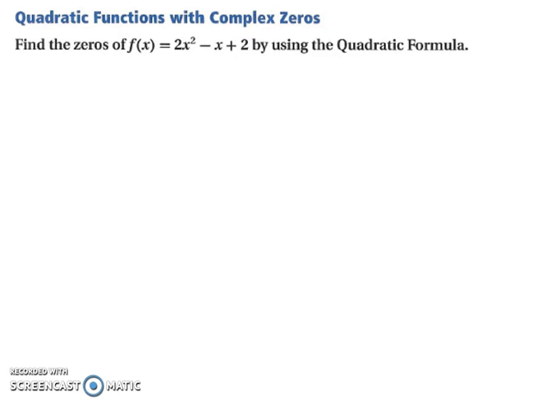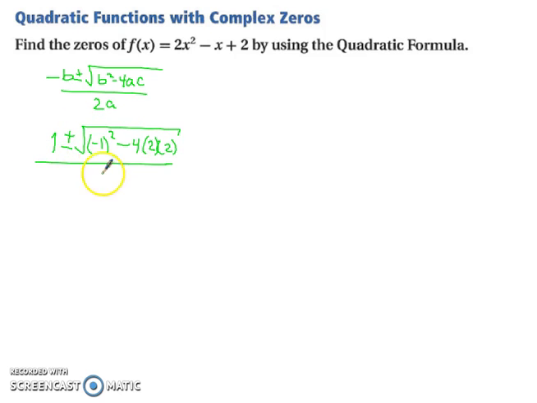Let's try one with complex zeros. The formula is the same. It's still the opposite of b plus or minus the square root of b squared minus 4ac, all divided by 2a. So the opposite of b plus or minus square root of b squared minus 4ac all divided by 2a. And now we just simplify.